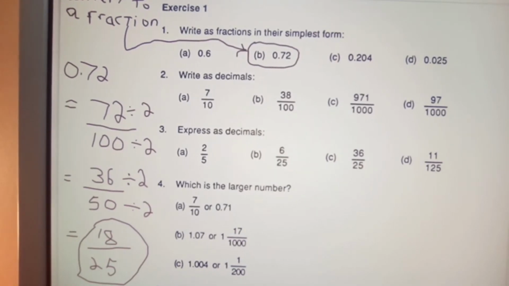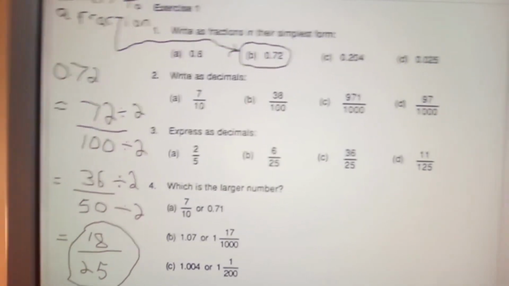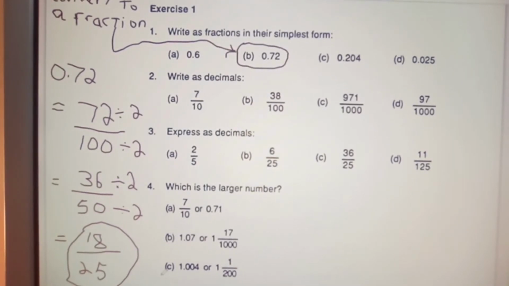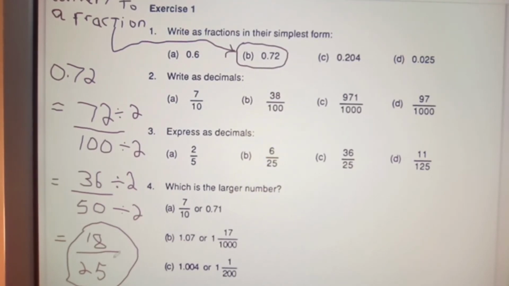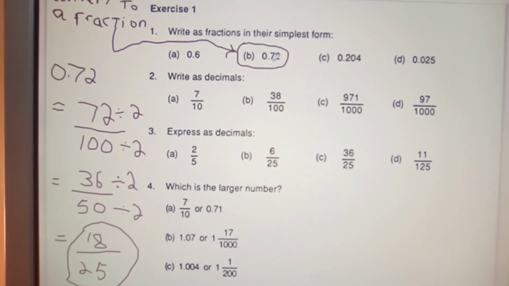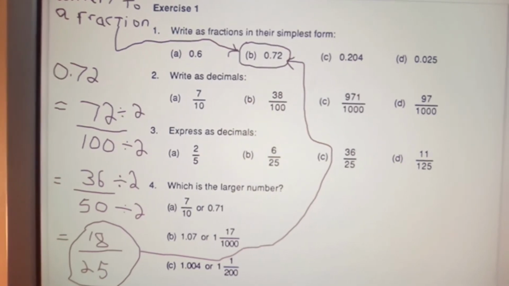So 18/25. We can safely say that 18/25 as a fraction is equal to 0.72 as a decimal. Okay, and so this answer, I'm just going to go all the way around and all the way up to it. Okay, is this here. Okay, that is that. All right.